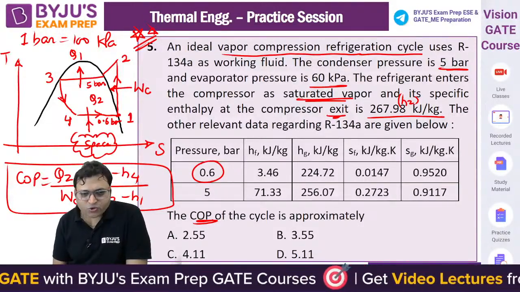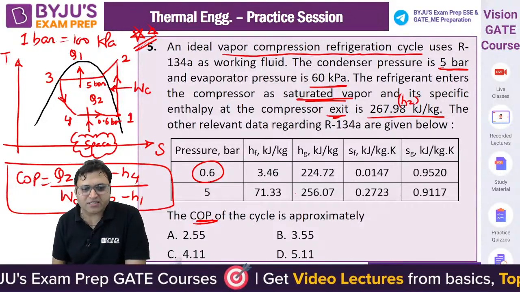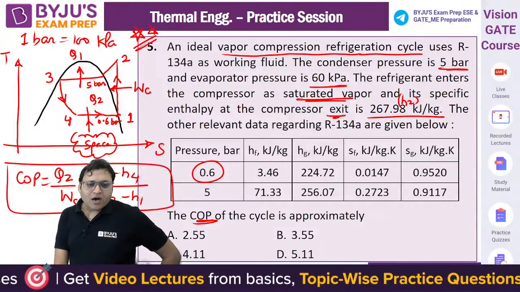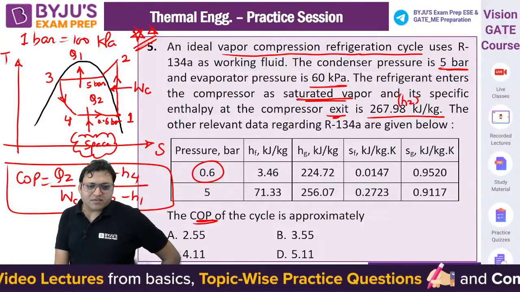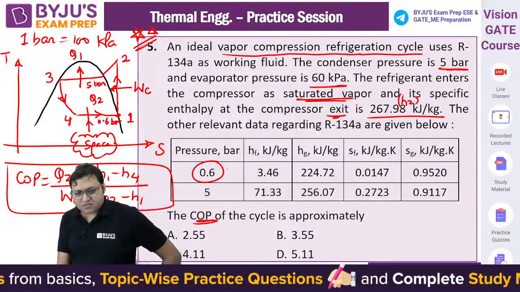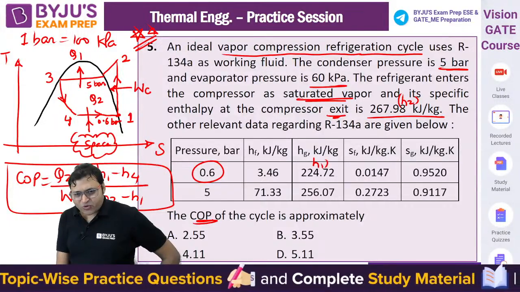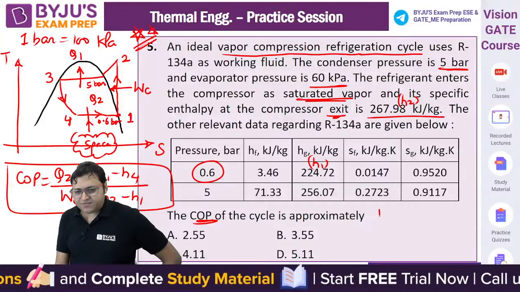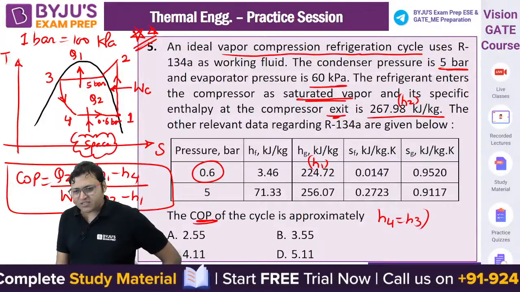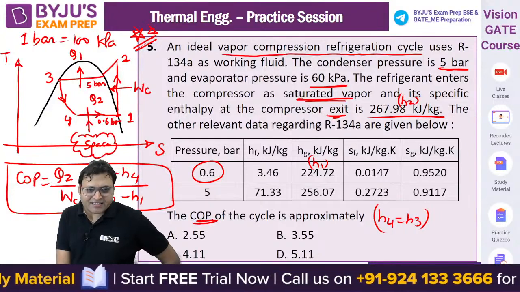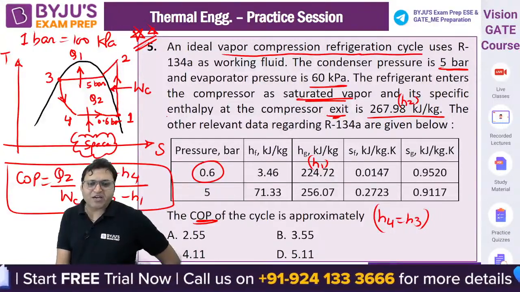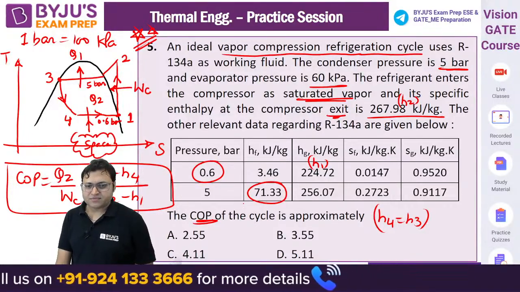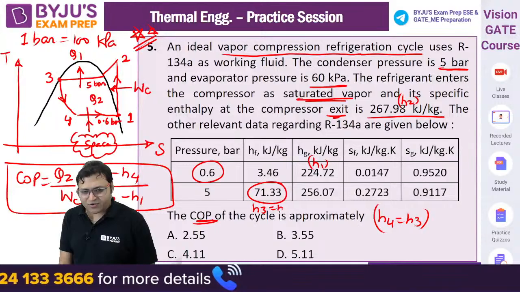So what is the value of H1? H2 is given, H2 is known. What is H1? It is simple. H1 will be equal to saturated vapor corresponding to 0.6 bar. This is H1, 224.72. And what is H4? H4 is equal to H3, because 3 to 4 is isenthalpic, and H3 is equal to saturated liquid corresponding to 5 bar, 71.33. That is, H3 is equal to H4.